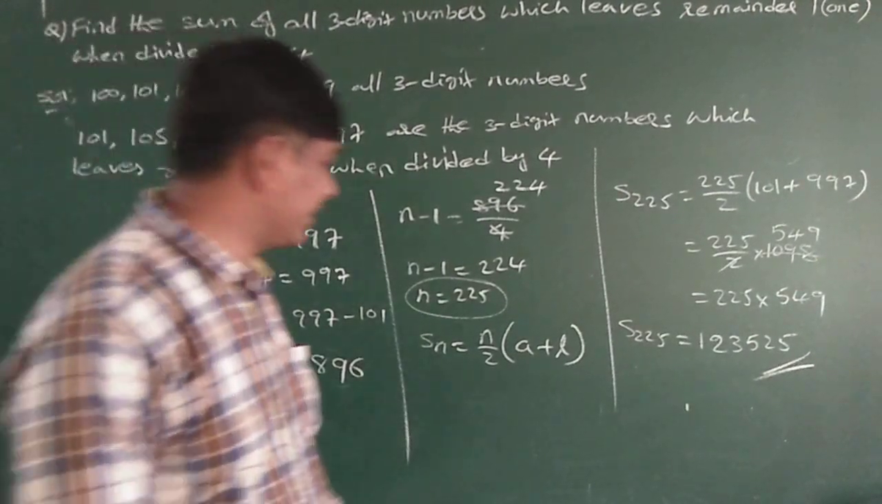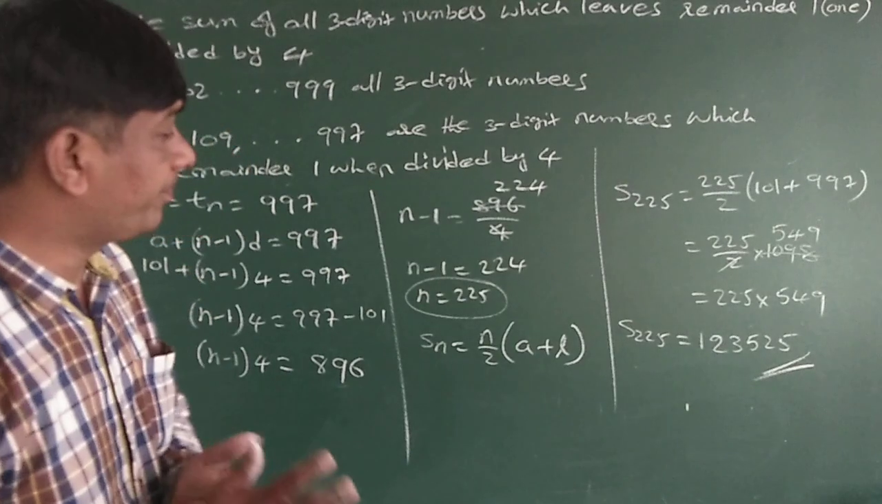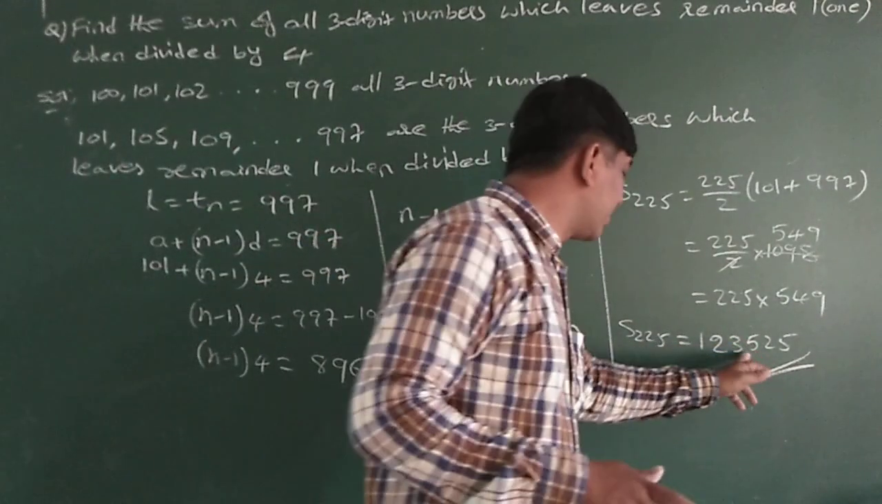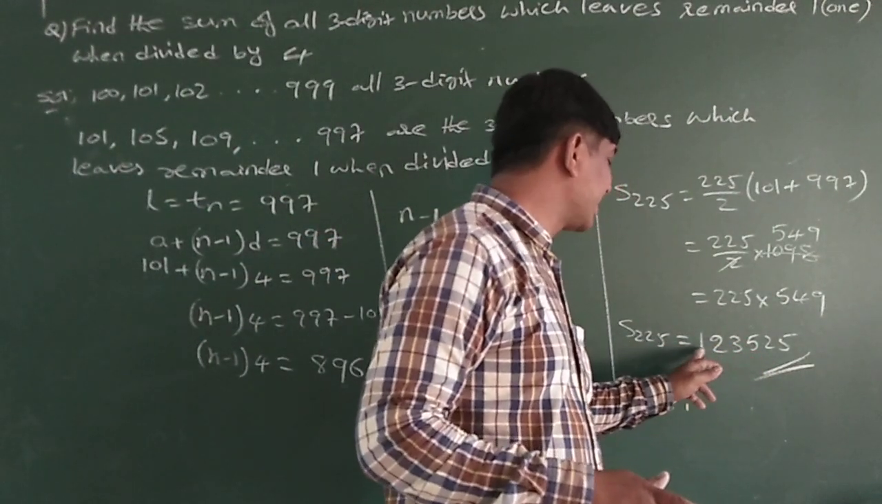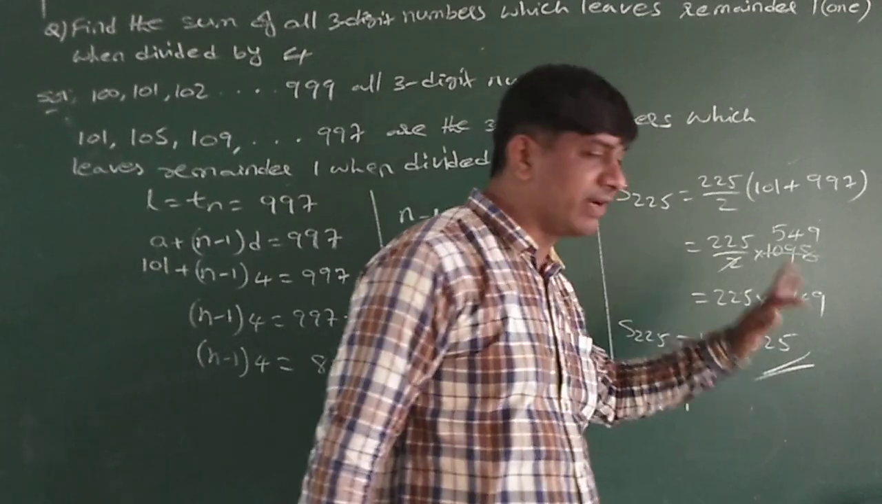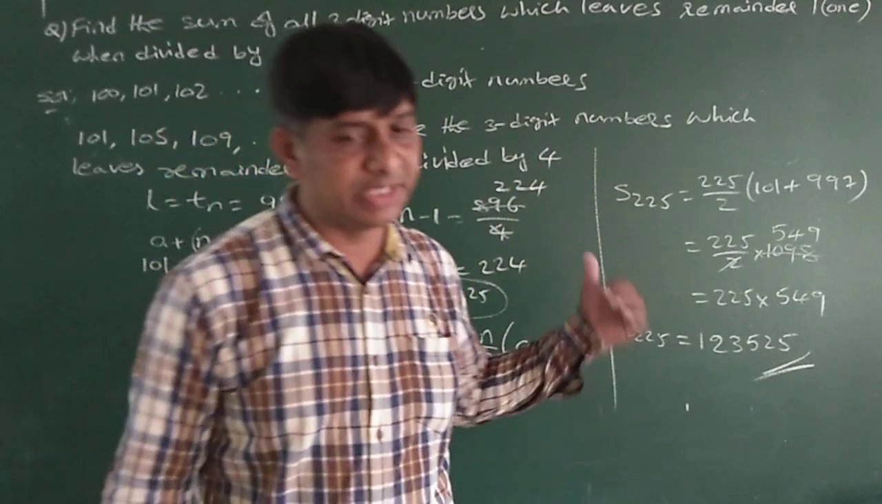Yes, S225 is equal to: ones, tens, hundreds, thousands, ten thousands, lakhs. 1,23,525. Please note down this.